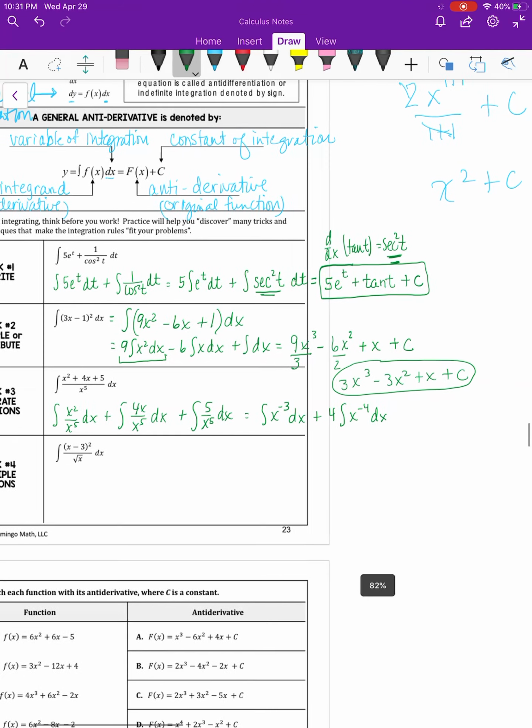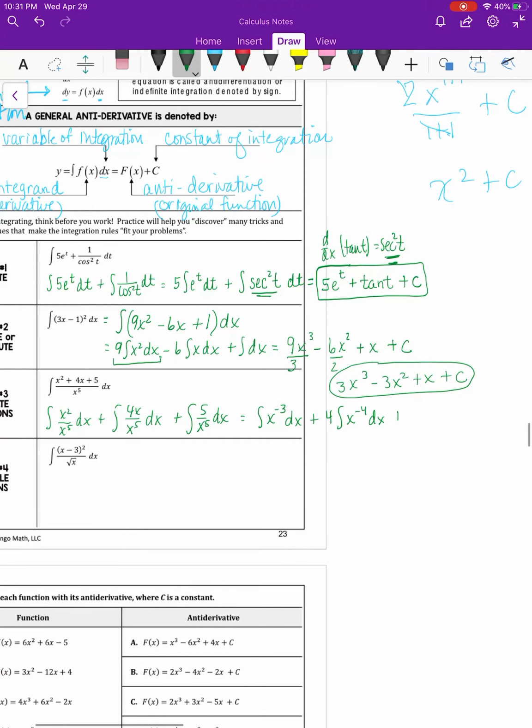I'm going to bring that 4 out, and this is going to be 1 over x to the 4th, but I'm going to bring it up as x to the negative 4th so that I can use my little rule that I have. I'm going to bring the 5 out, and this is going to be x to the negative 5th. Don't forget your dx when you're doing that, because you have to have your dx there or that's going to be incorrect. Okay, so this is x to the negative 3 plus 1, which is x to the negative 2 divided by negative 2.